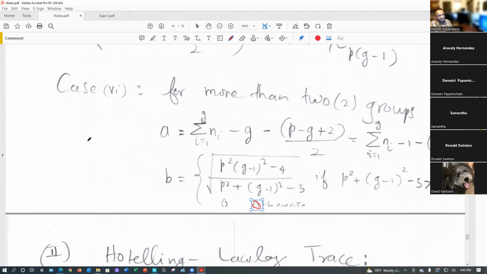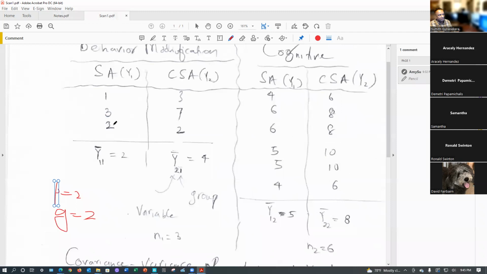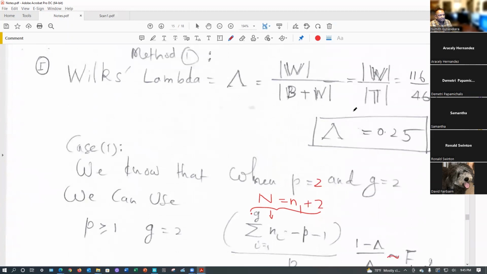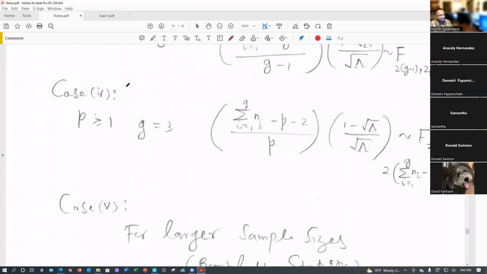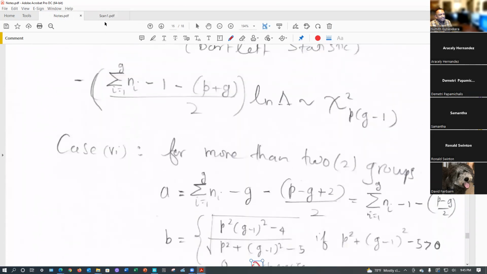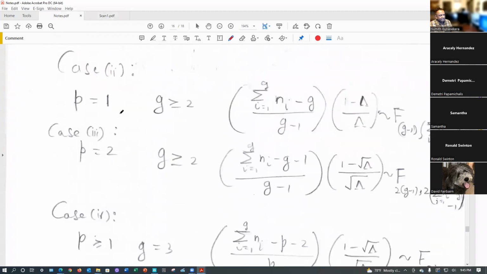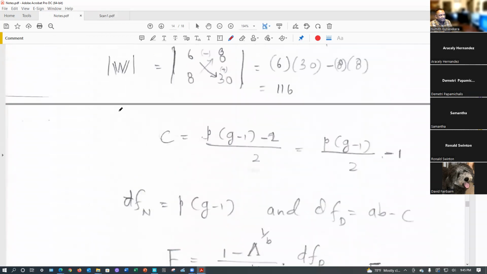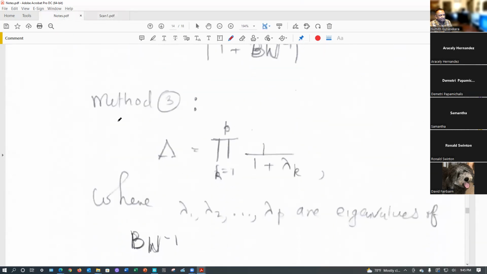Similarly, this is everything for Wilks lambda, under method 1, case 1, case 2, case 3, case 4. Before going to that, I think there's some kind of mixture in my pages, so I'm going to go back here. I'm still on Wilks lambda. We're not done with that yet.